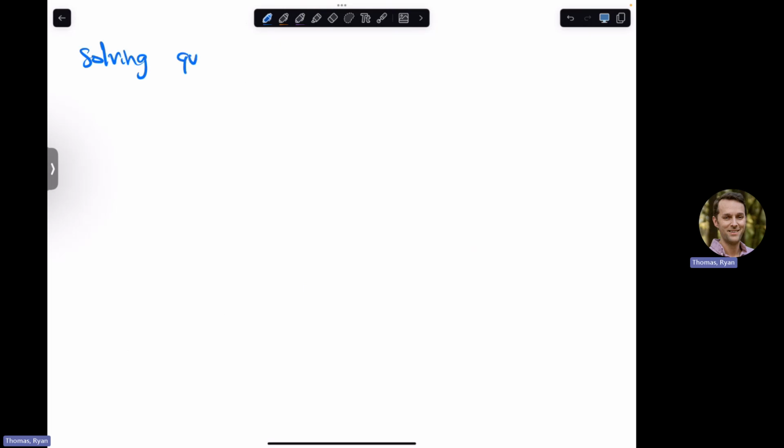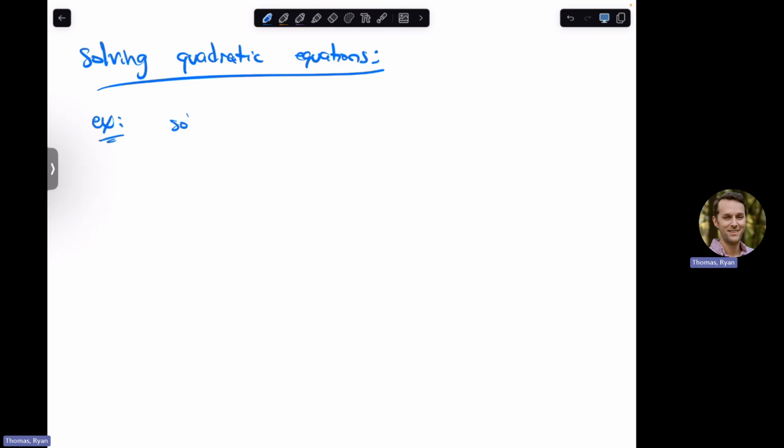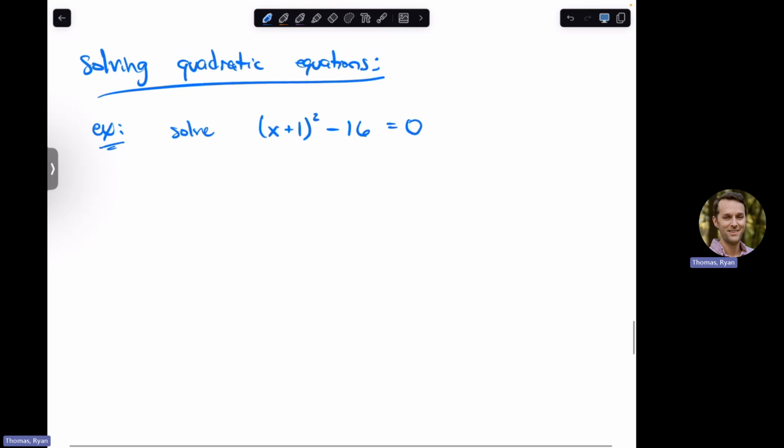Solving quadratic equations. Let's say we wanted to solve, and this isn't in the notes, this is a different one. I want you to be able to enjoy those. Let's say we want to solve that: x plus 1 all squared, minus 16 equals 0. Take just a couple of minutes and think. Look for things we might be able to do there.